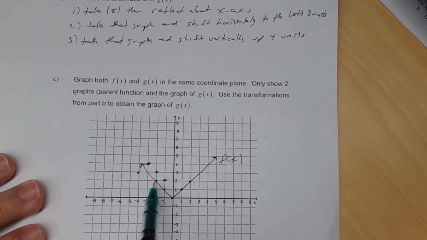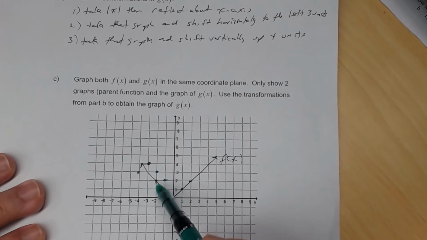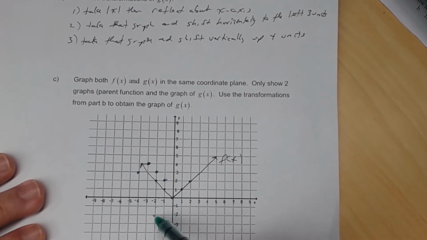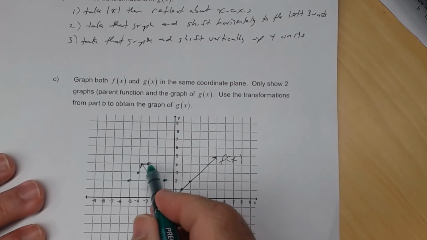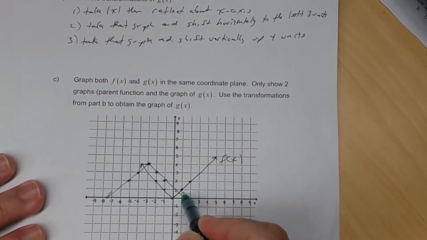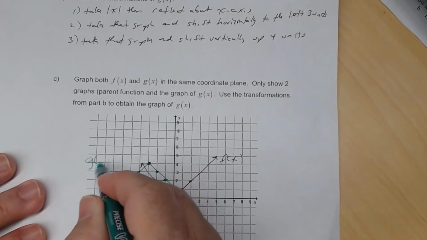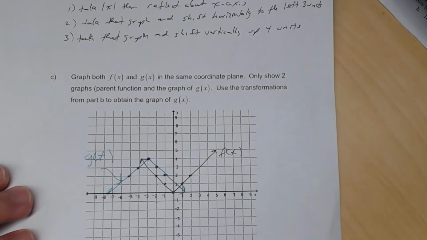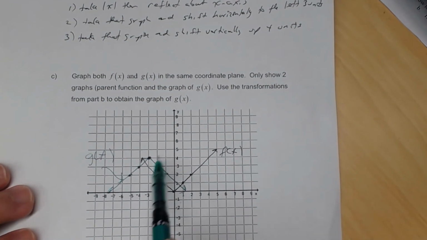So I reflected about the x-axis. So 2 units above, 2 units below. Then I go to the left 3 units. 1, 2, 3, and then vertically up 4. 1, 2, 3, 4. And so this is your graph of g of x. All right, so this is g of x. Okay, so this is f of x and this is g of x.